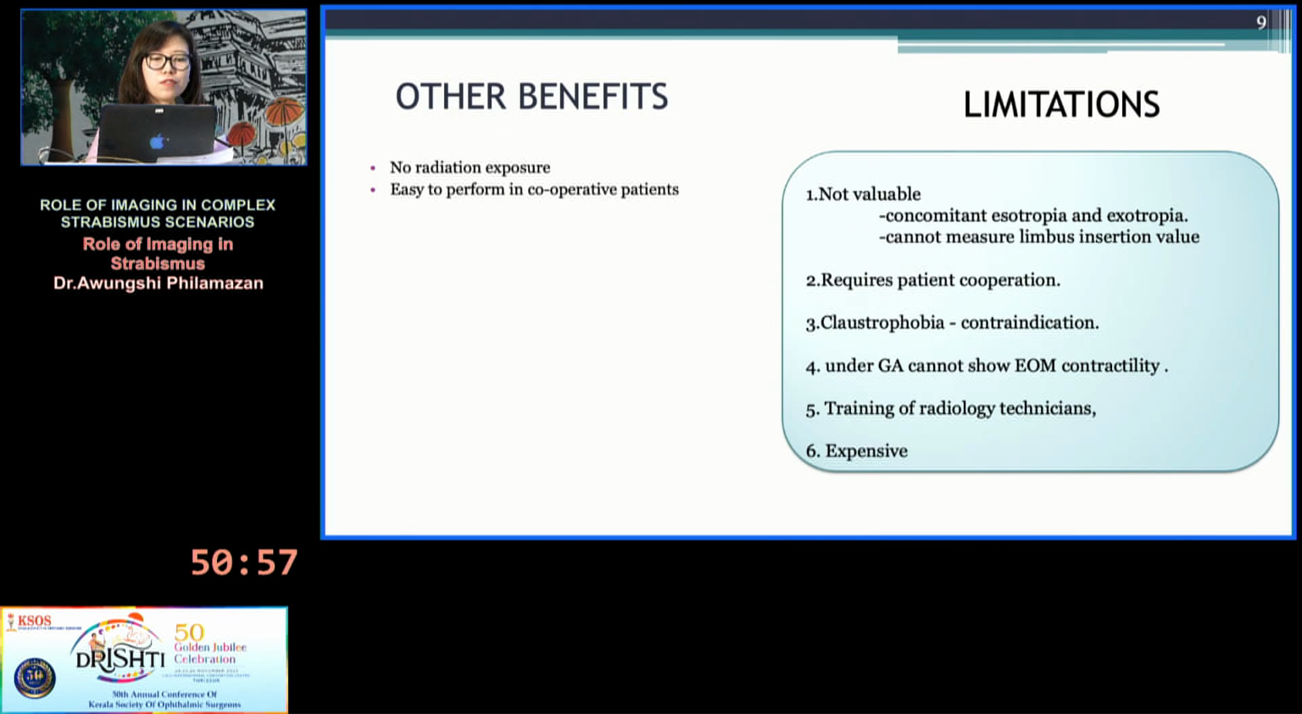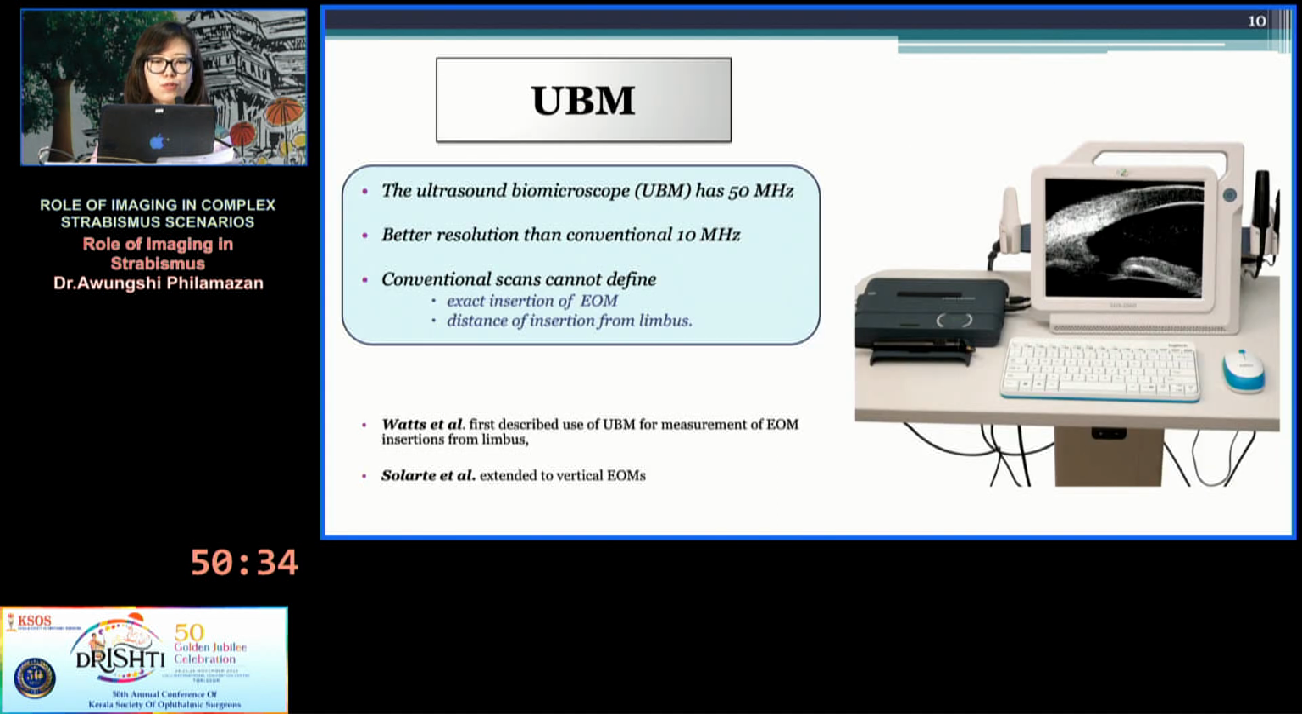The other benefit of MRI is that radiation exposure is very low. It can be easily performed in cooperative patients, but it does not provide much valuable information in cases of concomitant esotropia. Neither can it help us measure the limbus insertion value. It is contraindicated in claustrophobic patients, and we need special training for it. The other thing, especially limiting in our society, is that it is expensive, so sometimes the parents are very reluctant to do it.